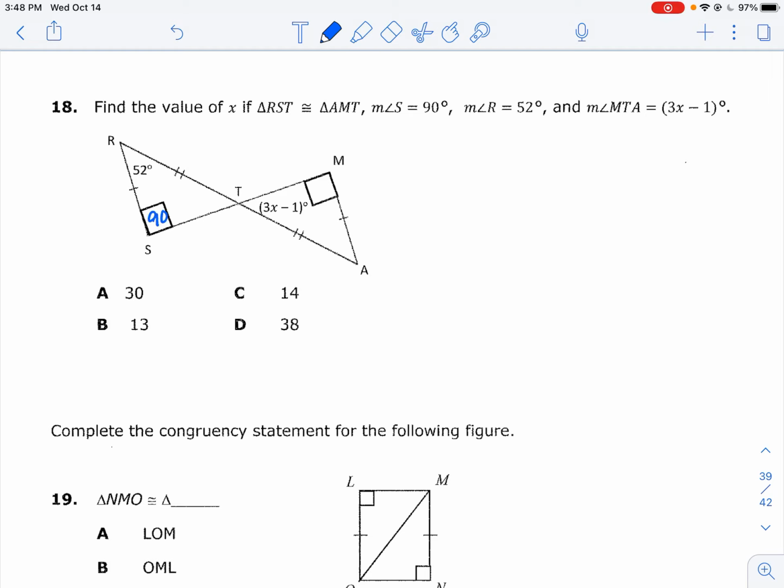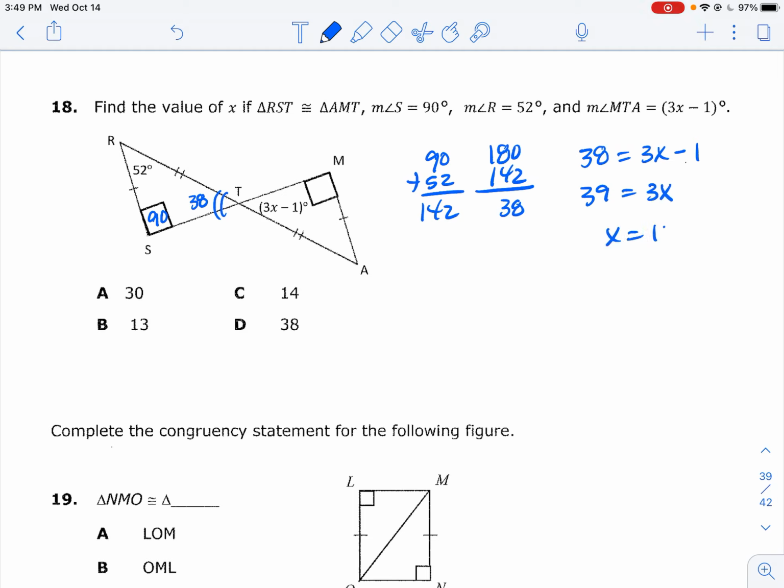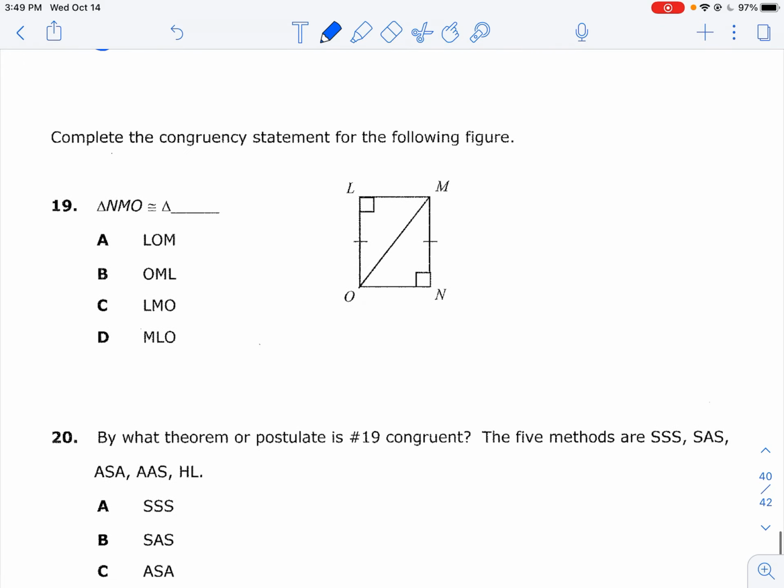Okay, so what I can do is I can figure out what this angle is. If I add 52 and 90, that gives me 142. And if I subtract that from 180, then that gives me 38. This angle right here is 38. I can set 38 equal to 3x minus 1. Add 1 gives me 39 is equal to 3x. And if I divide by 3, that gives me 13. And so it just wants me to find the value of x, so I'm done.